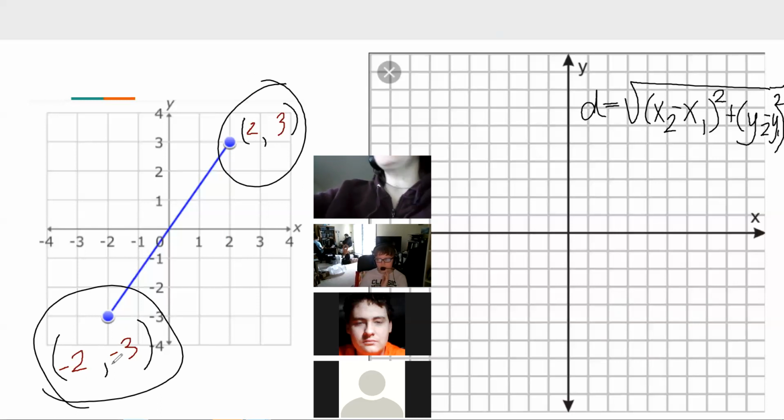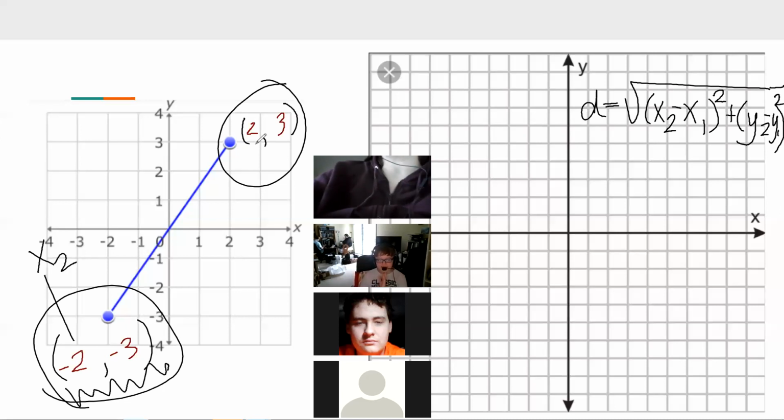Sure. Yeah, and I'll tell you, it doesn't matter which one you call x2 as long as you don't use a y value. So one of these will be x2. Which one? One of these. The -2. The -2. Yeah, we're going to call that one x2.